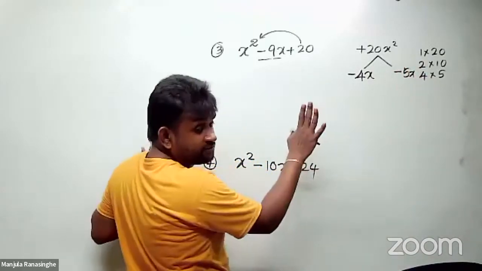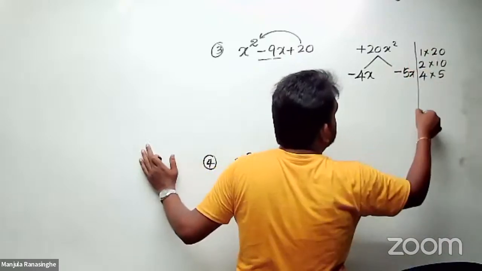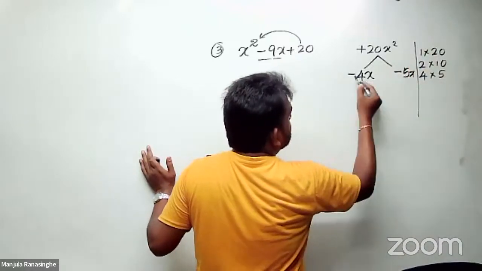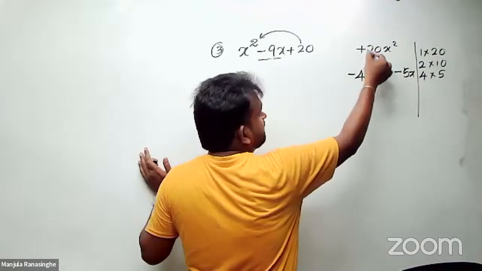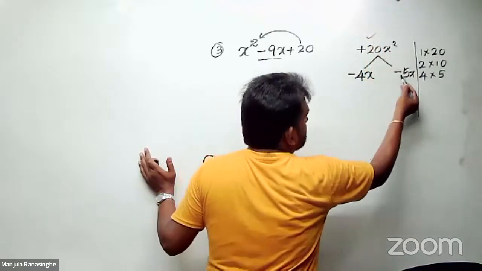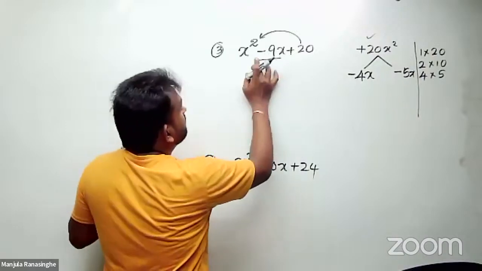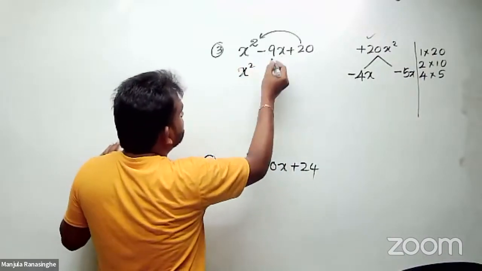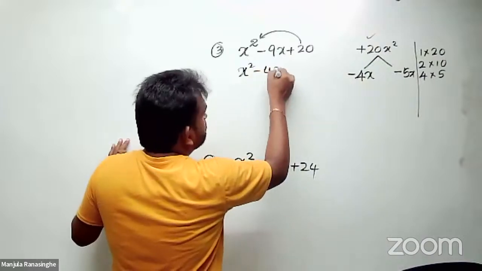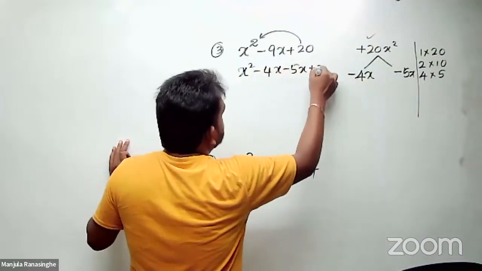Okay, now check these conditions before you write. Take this product: negative 4, negative 5, positive 20, done. Then negative 4, negative 5, add. Then negative 9, done. Here is the middle term. Now you replace 9x by these two terms: minus 4x minus 5x plus 20.